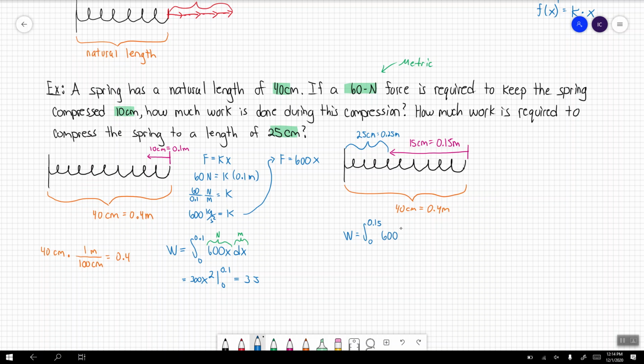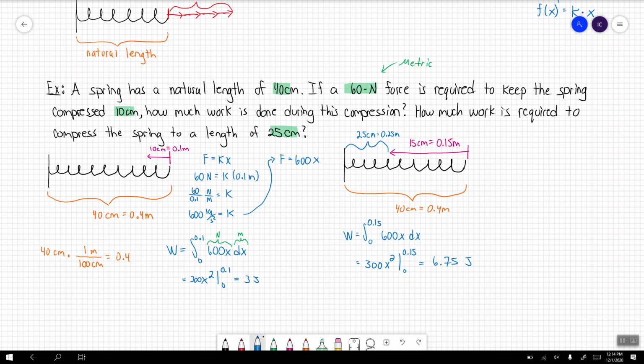And then we're going to do this for 600x dx. Again, same units of measurement. They're always going to be very nice. This integral, when we evaluate it, will be evaluated from 300x squared from 0 to 0.15. And this will get us a value of 6.75 joules.